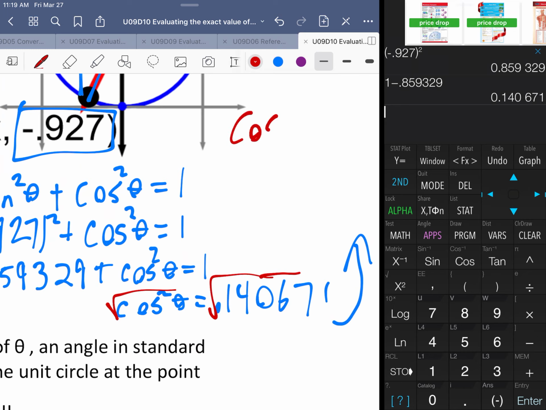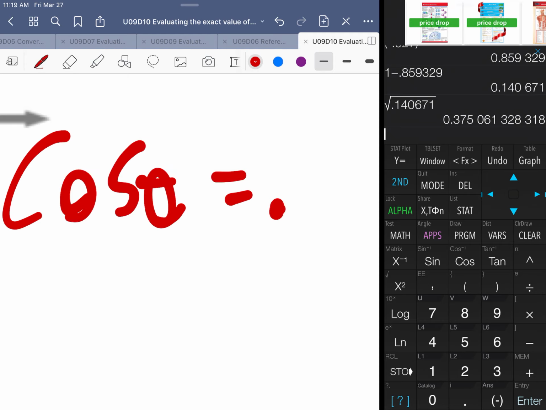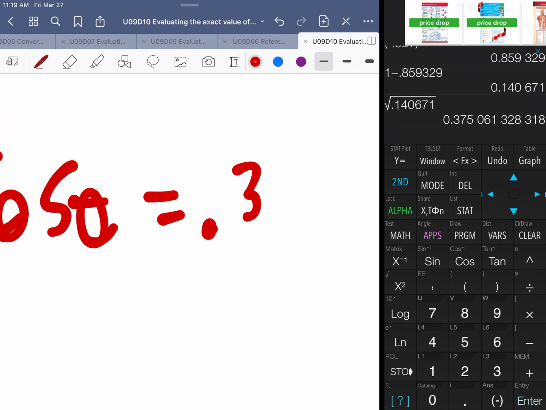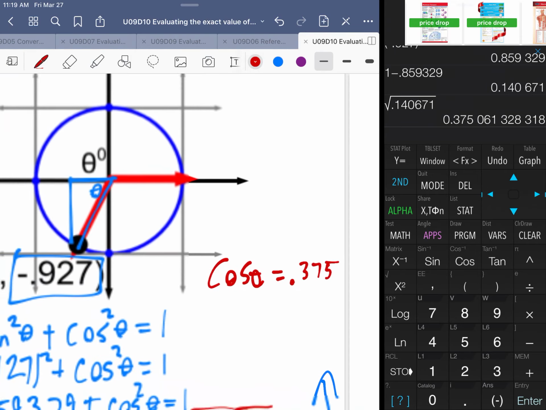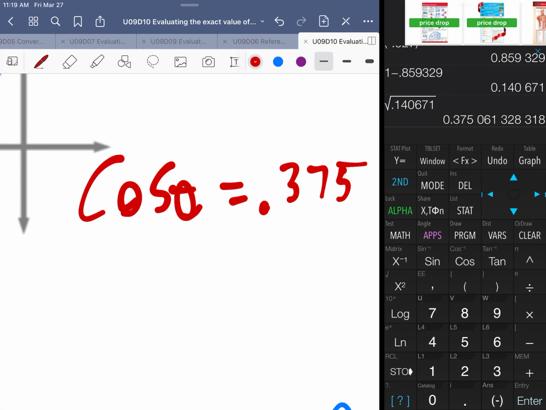So I'm going to get that cosine theta is equal to approximately, take the square root of 0.140671, which is 0.375. I'm going to go with this because, again, the y value had this many decimals. That's not necessarily the way you should round. You should round wherever the problem tells you to do so, but because I'm making a lot of these problems myself, one of the few things I keep forgetting to do is specify what to round to.